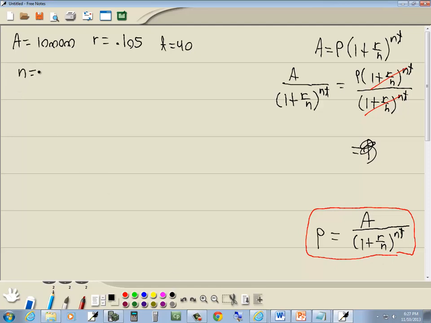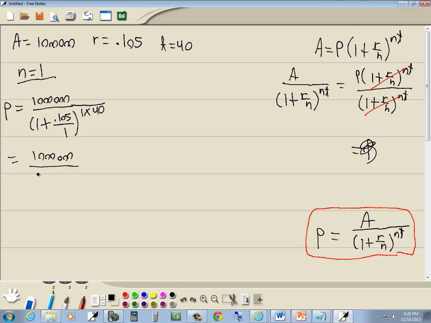Okay, so first one says N is equal to 1. So plug it into our formula everything we're given. P is equal to A, which is 1 million, divided by 1 plus R, which is 0.105, divided by N, which is 1, raised to NT power, which would be 1 times 40. And that's going to give us 1 million divided by 1 plus 0.105 raised to the 1 times 40, or 40th power.